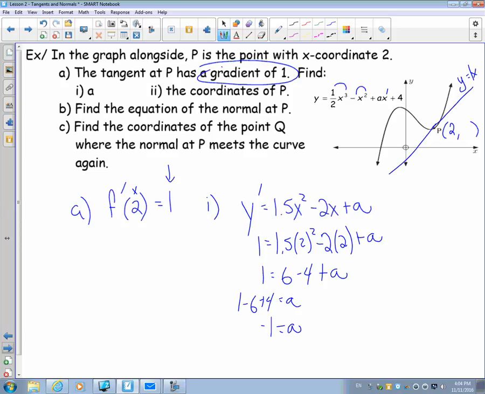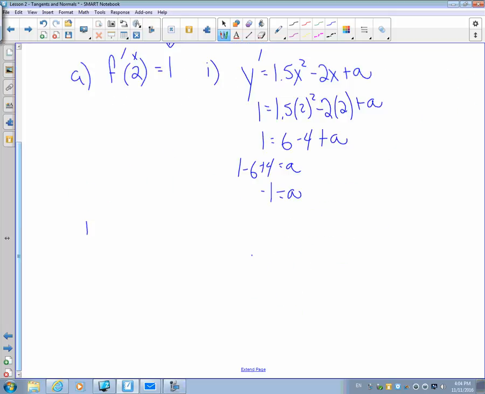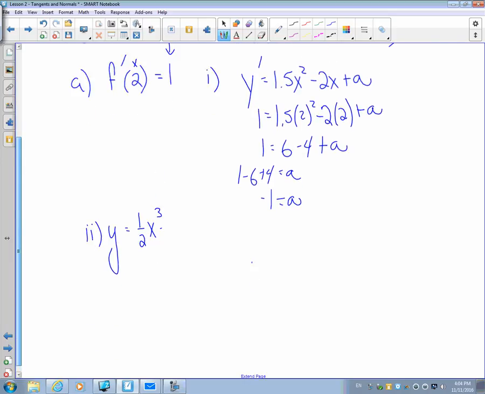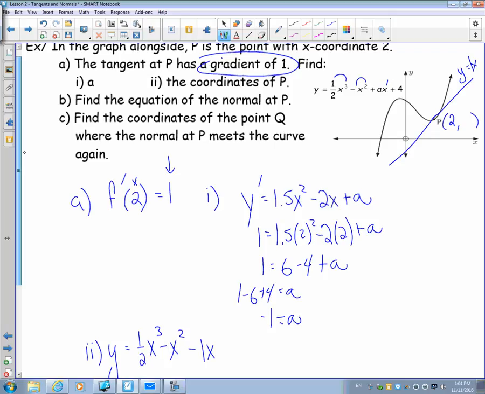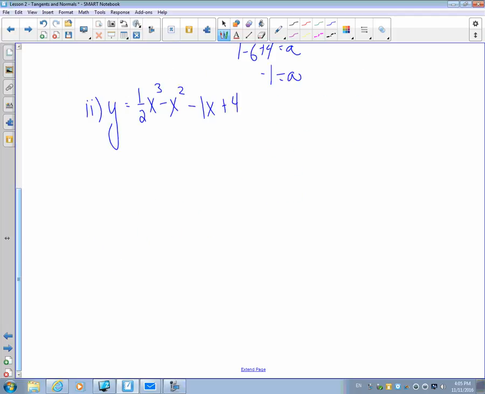For part 2, they want us to find the coordinates of P. Well, we can find coordinates of any point by using our original function, right? So our original function was y equals 1/2 x cubed, minus x squared plus ax, but we know a is actually a minus, so minus 1x, and plus 4. And we want to know the coordinates of P. P is located at the point where x is 2.